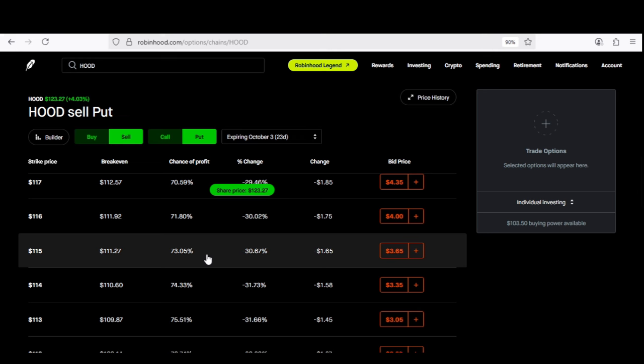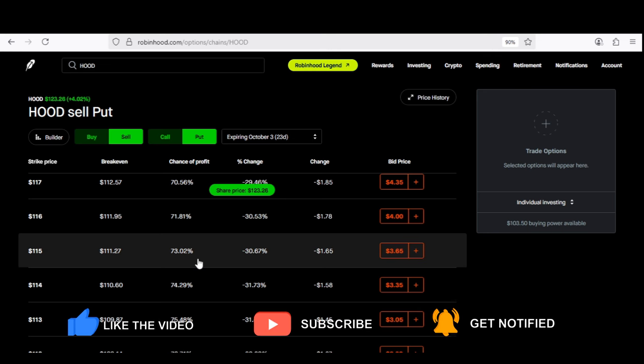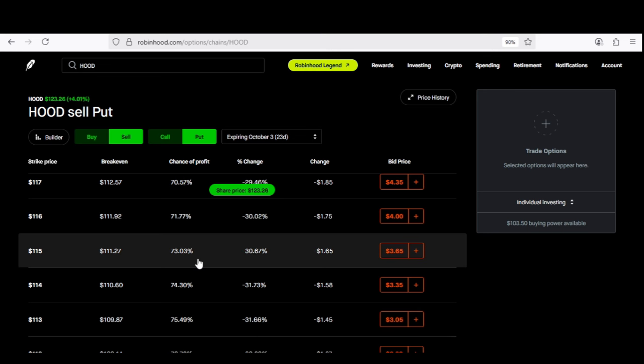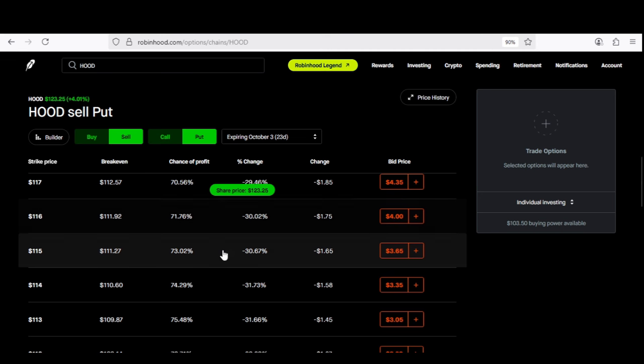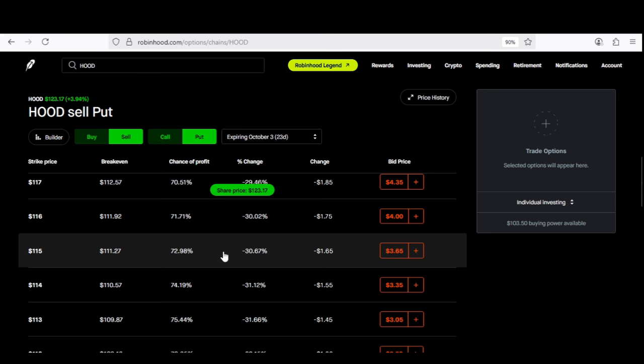Now, a 73% chance of profit is really good for me because this option strategy happens to be below the current share price. Whenever you decide to do option strategies above the share price, then you should consider using a higher chance of profit. The reason for that is that the market goes up way more than it goes down. So with my 115 strike price and my 72% chance of profit, I'm going to be paid.